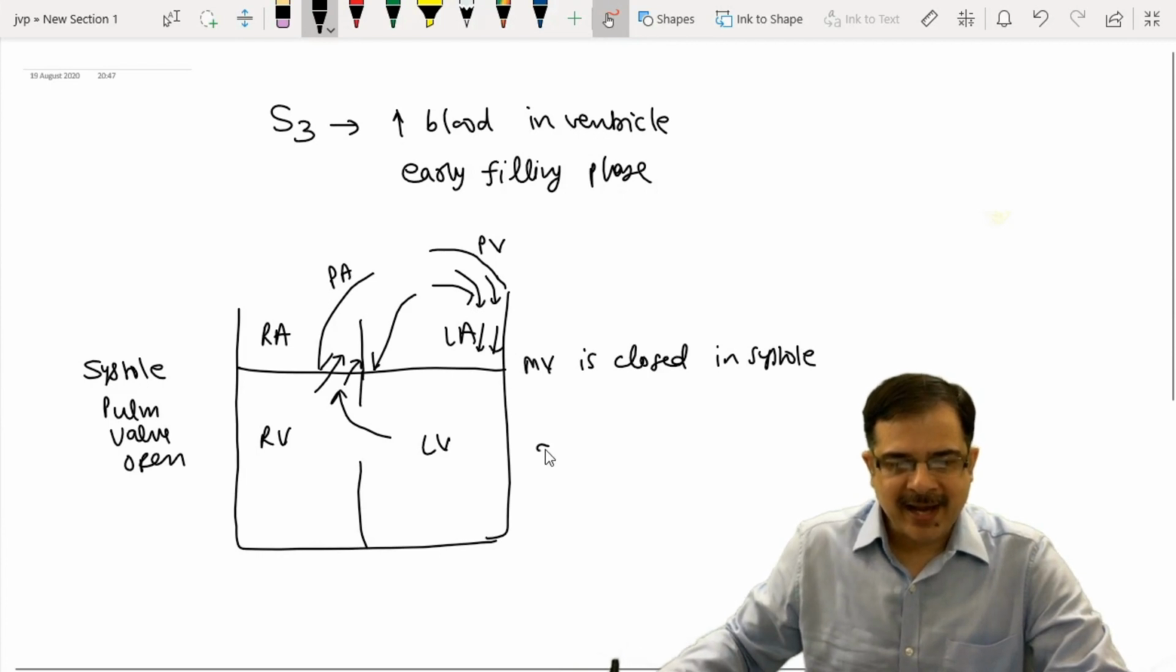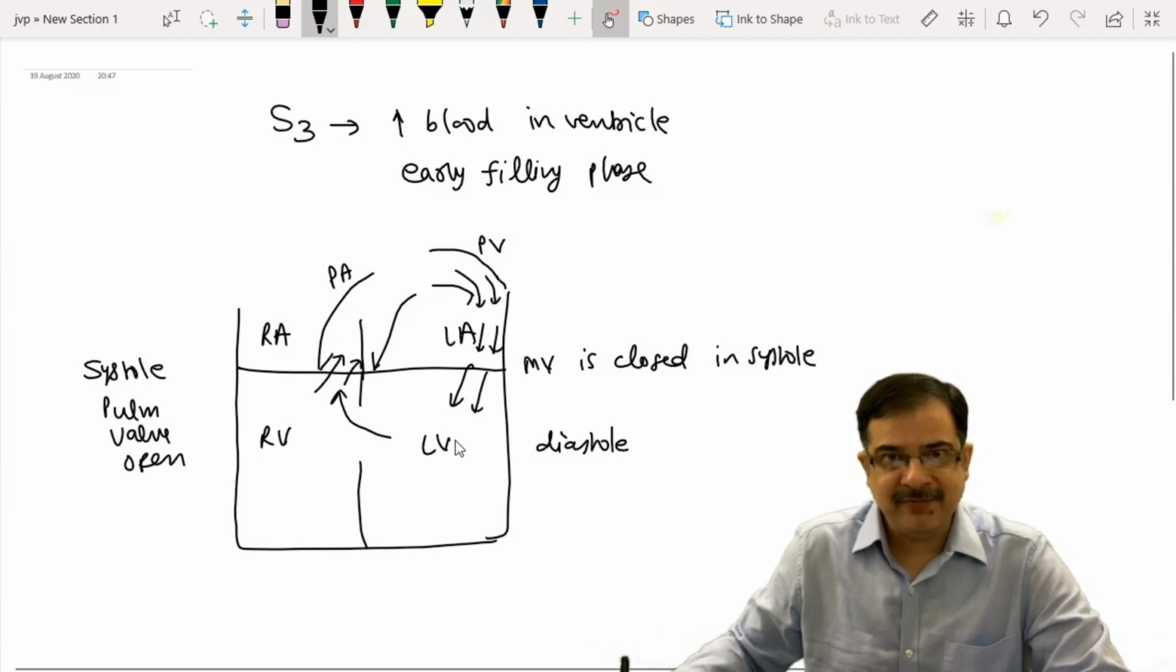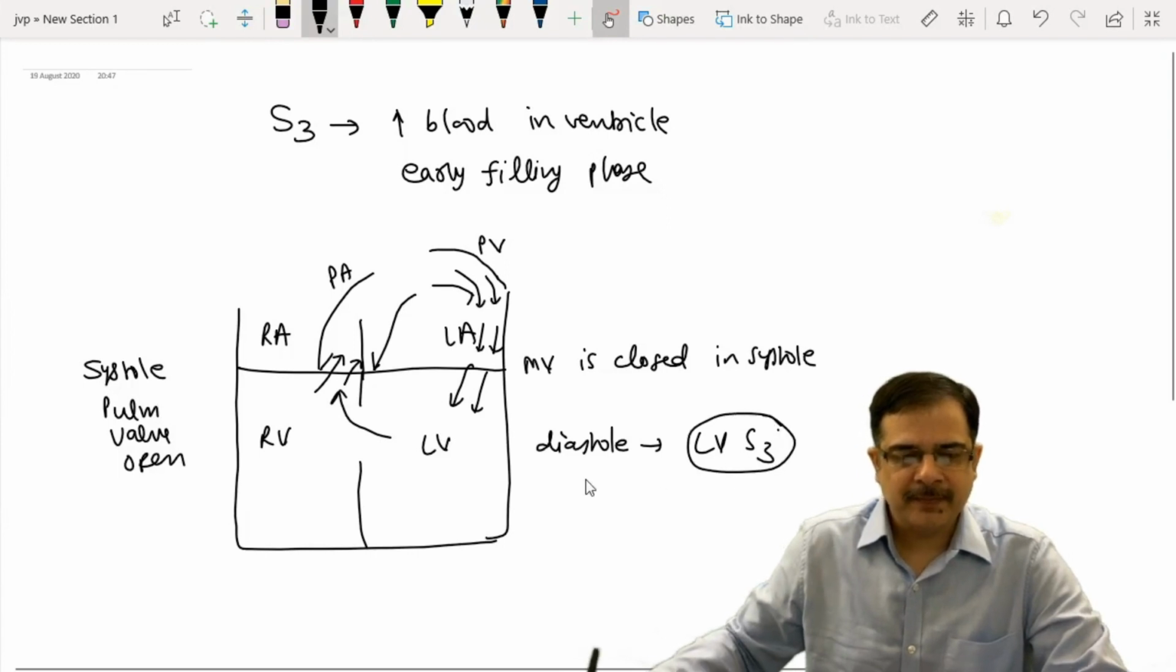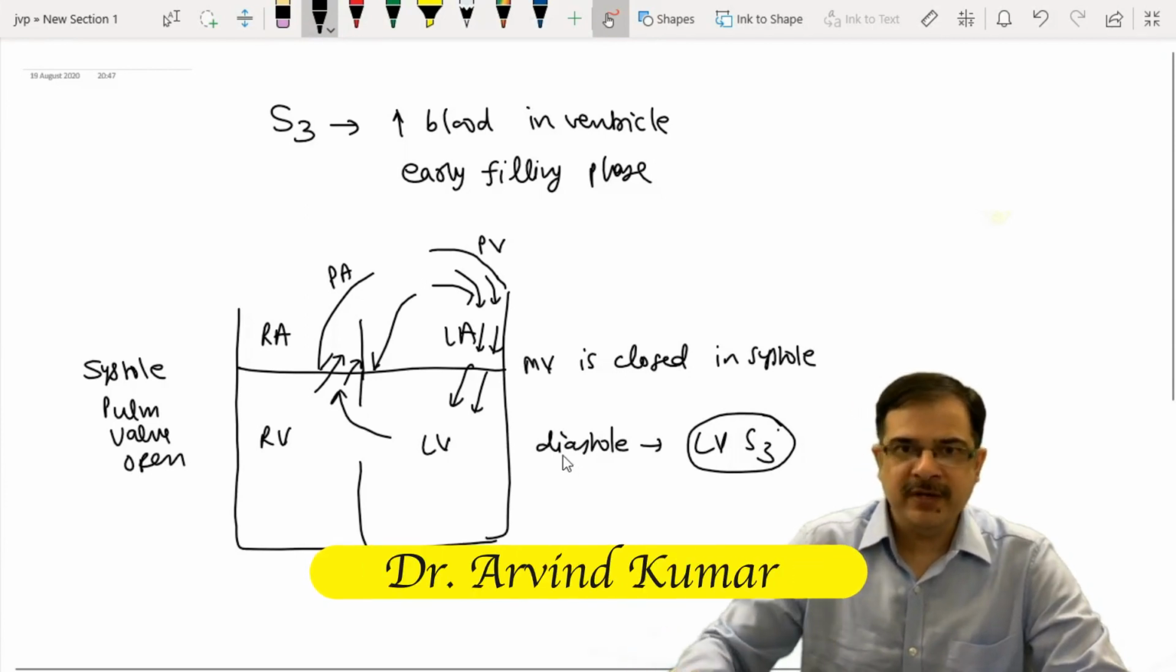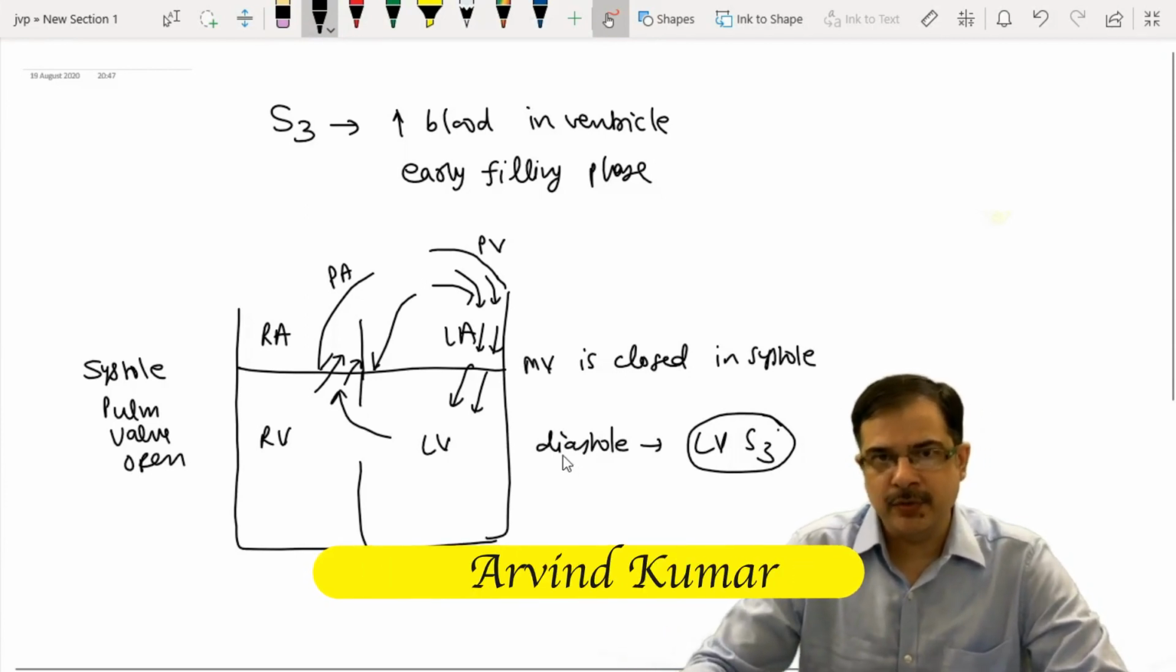More blood will enter the left atrium. And in diastole, when there is the early filling phase, more blood will now enter the left ventricle from the left atrium, and that will cause the left ventricular S3 sound. So it is not the right ventricular S3, it is a left ventricular S3 sound, which is commonly heard in cases of ventricular septal defect. Hopefully this fundamental is now clear to all of you.